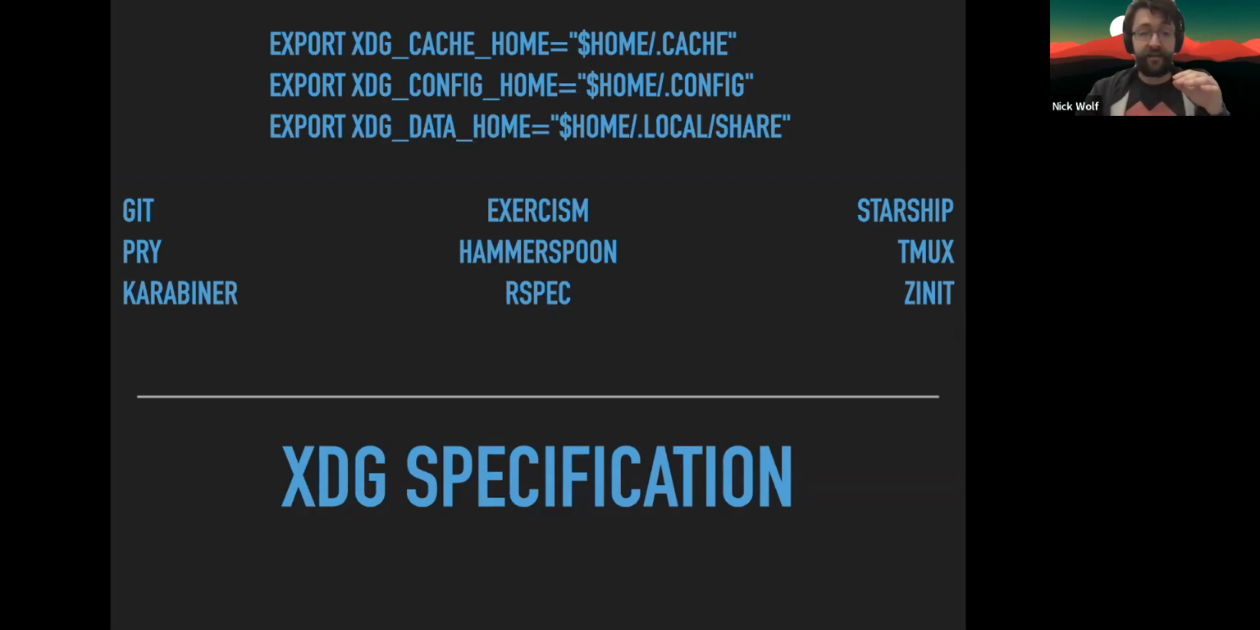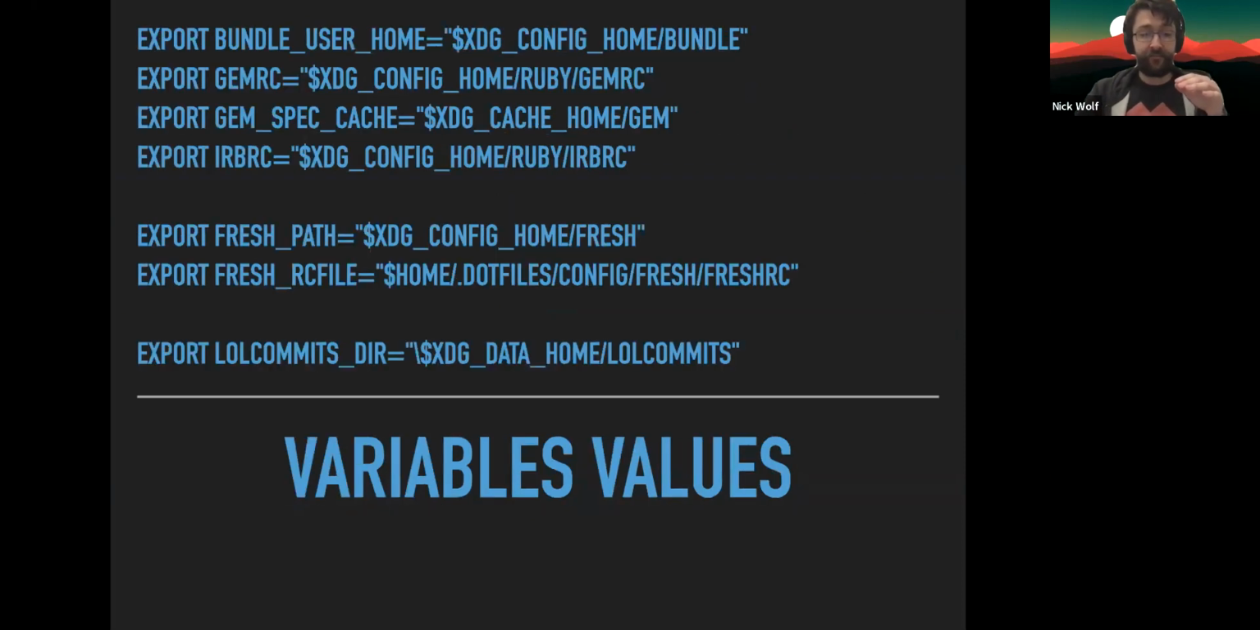Now, next, we have the option of using environment variables. There are a number of other options that you can set, such as Bundler, your gemrc, the gemspec, fresh, developed by my former coworker Odin, where these programs don't respect the XDG specification, but they still allow you to customize it a little. So you can place these in your bashrc or your zshrc to further empty out your home directory.